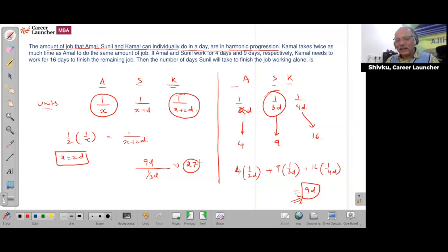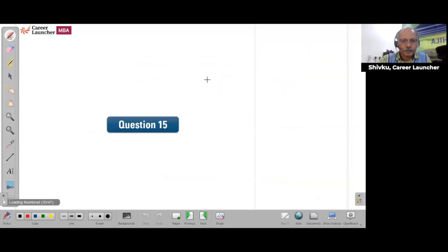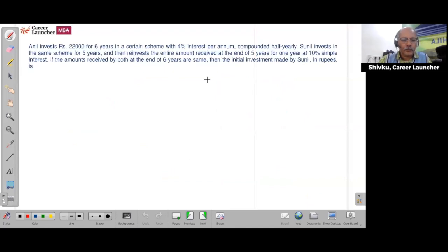It's a little donkey kind of work, but conceptually it is just how you use the concept of proportions and harmonic mean to solve. So a combination of two concepts is there to solve the question. Tough in the exam situation, avoidable. This should have been done.